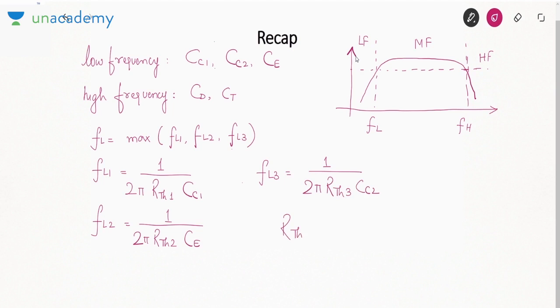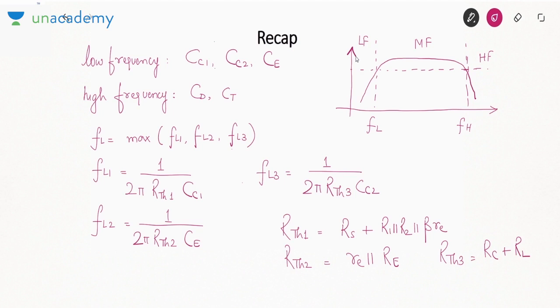We derived that RTH1 was coming out to be RS plus R1 parallel R2 parallel beta RE. Similarly, RTH2 we derived RE parallel capital RE, and RTH3 was RC plus RL. So these all derivations we covered in the last lecture. So I have told you how to analyze the low frequency response of BJT. So in this video our focus will be on the high frequency response.